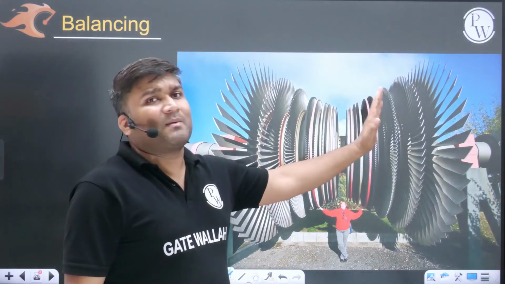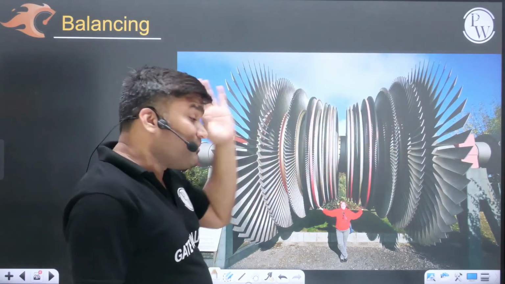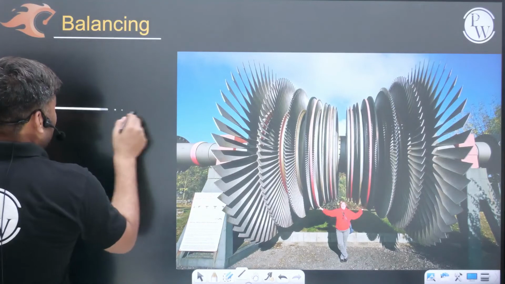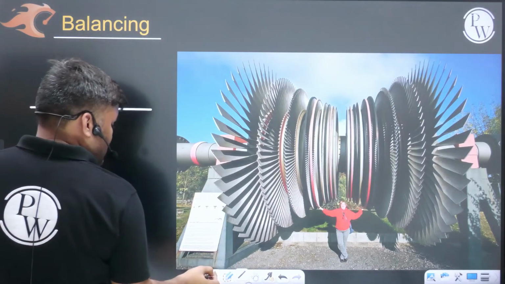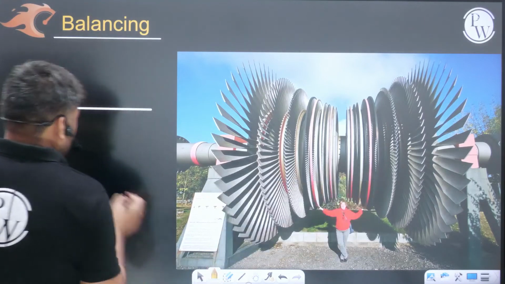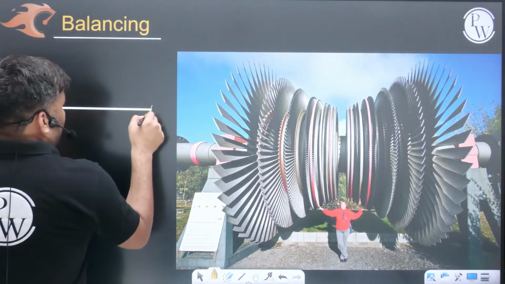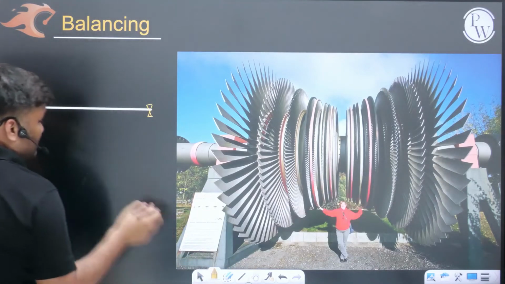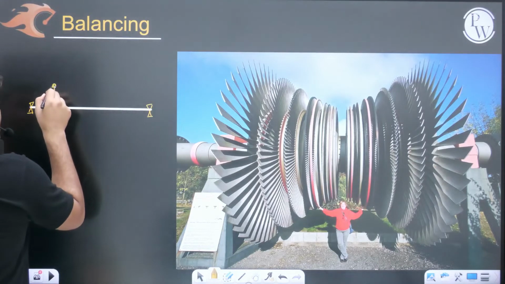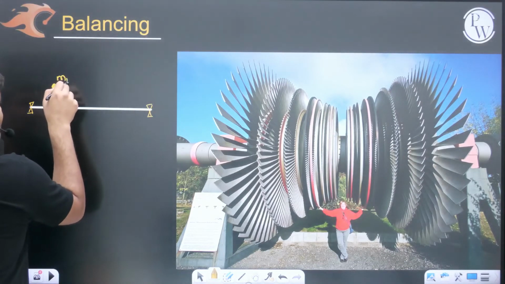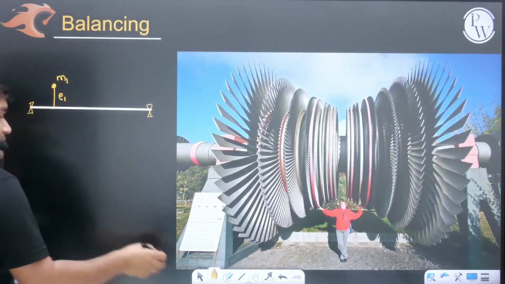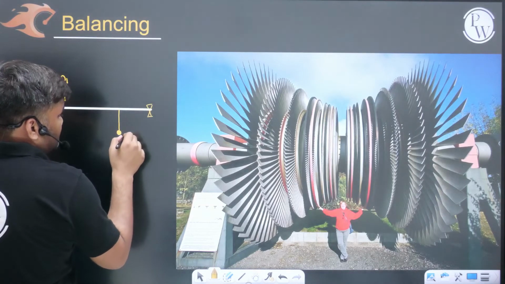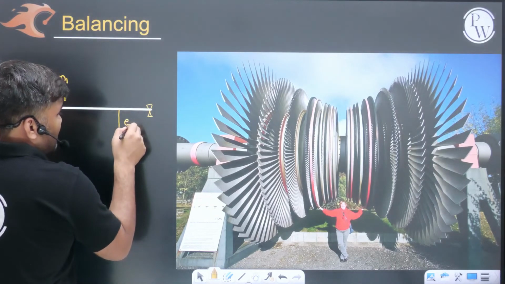You can imagine that there are so many masses which are rotating, and if these masses are unbalanced, suppose one bearing I have here, one bearing I have here. In individual planes you may have some eccentricity, definitely, sir. One mass looks somewhere here. This is mass m1, at distance e1 it is rotating. There may be some other mass, maybe somewhere here. This is mass m2, at e2 distance it is going to rotate.